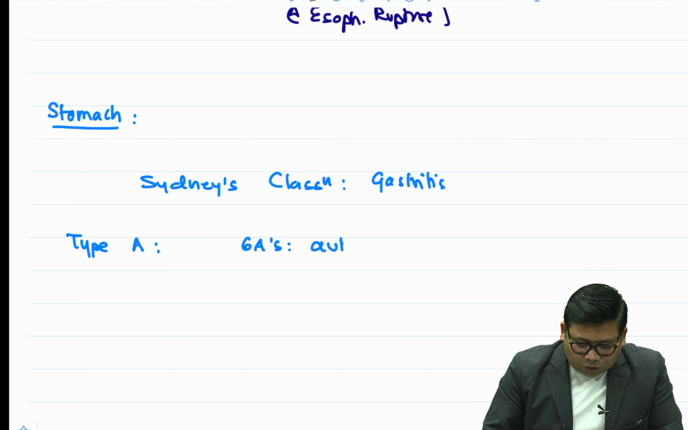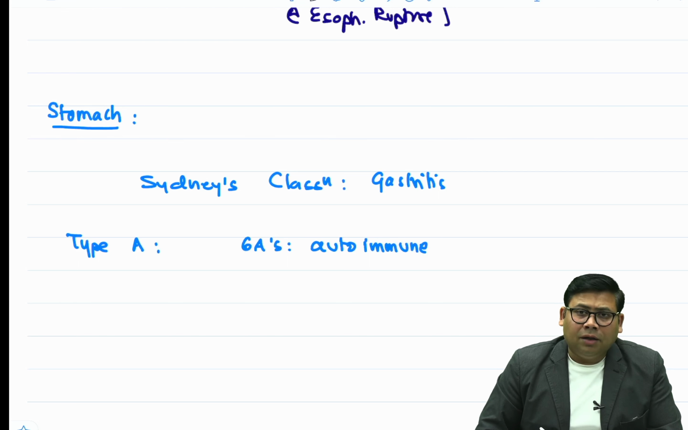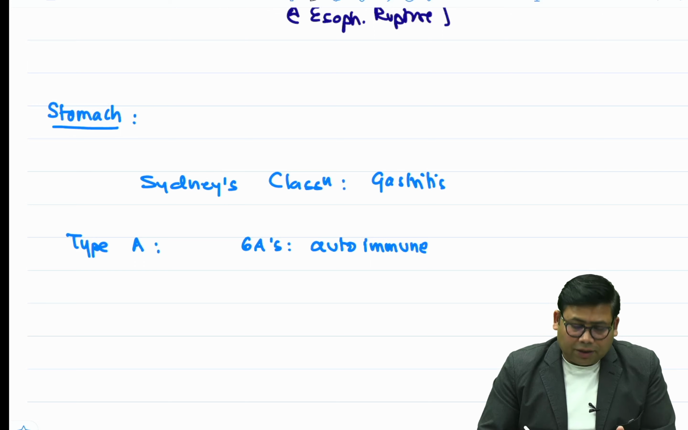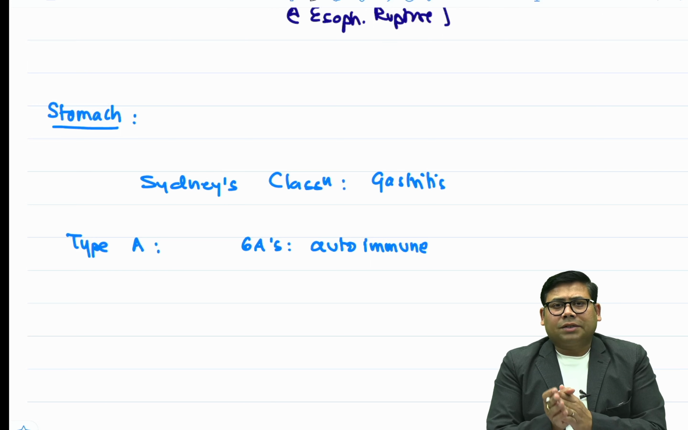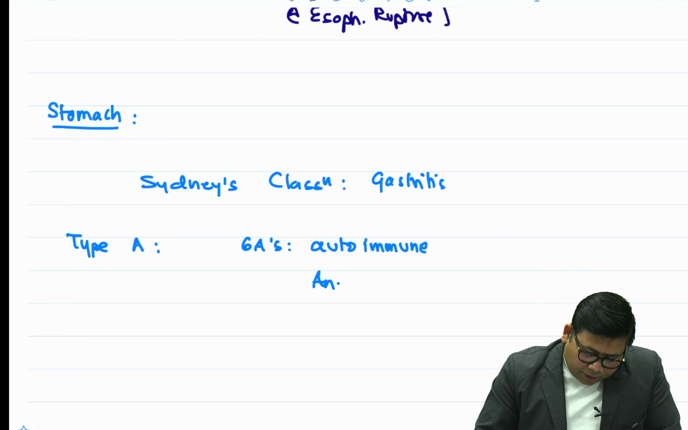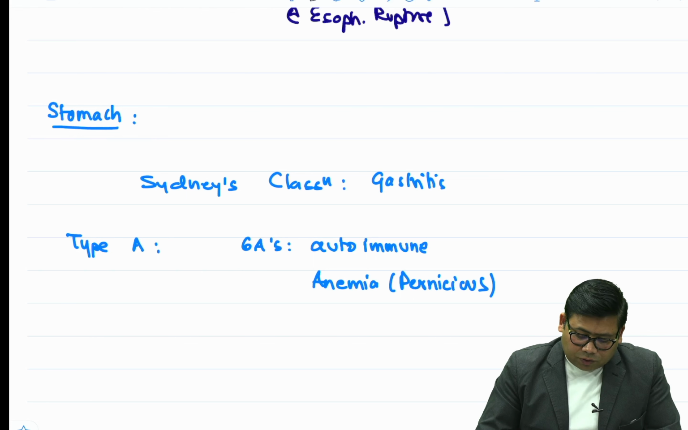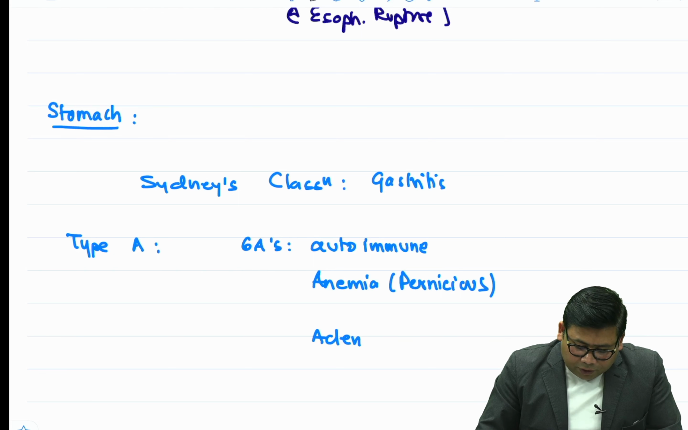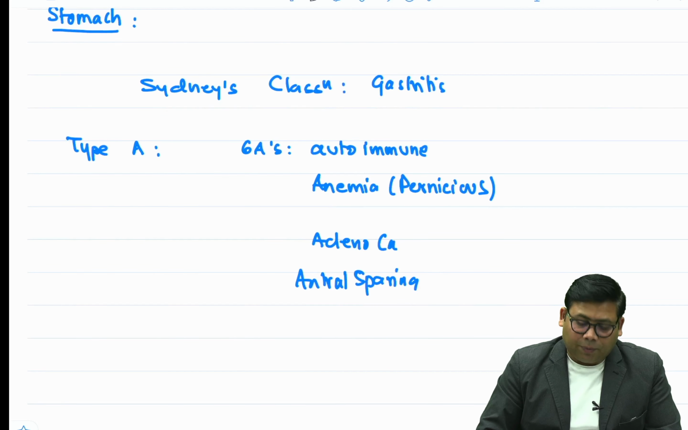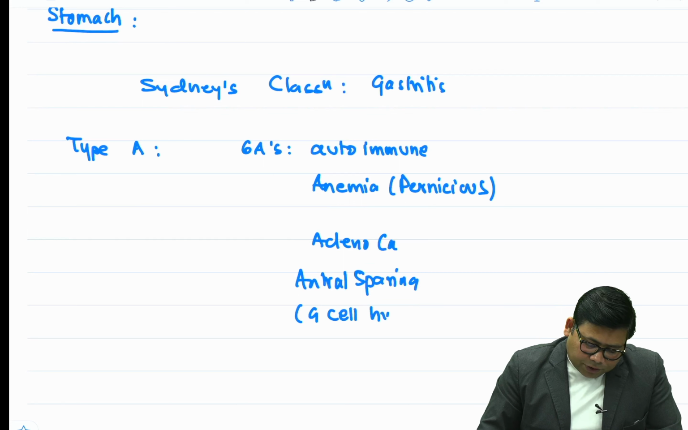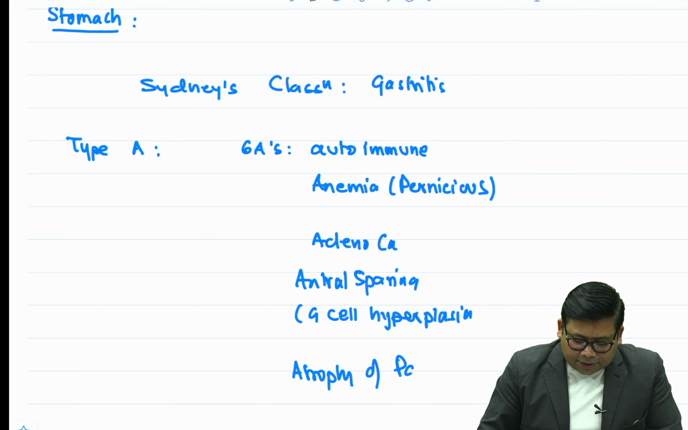Type A gastritis, quickly remember the 6 A's. What are the 6 A's? It is autoimmune. Because of this autoimmune nature, there are a lot of things that will happen. You will have auto antibodies against the parietal cells. So because of this, there is anemia. Pernicious anemia is there, and megaloblastic anemia is also there. Then there is high risk of adenocarcinoma. Then there is antral sparing, and then there is antral G cell hyperplasia. Then one more thing is that there is atrophy of parietal cells, and since there is atrophy of parietal cells, what will you get to see? Achlorhydria. So there are a lot of things that we need to understand.